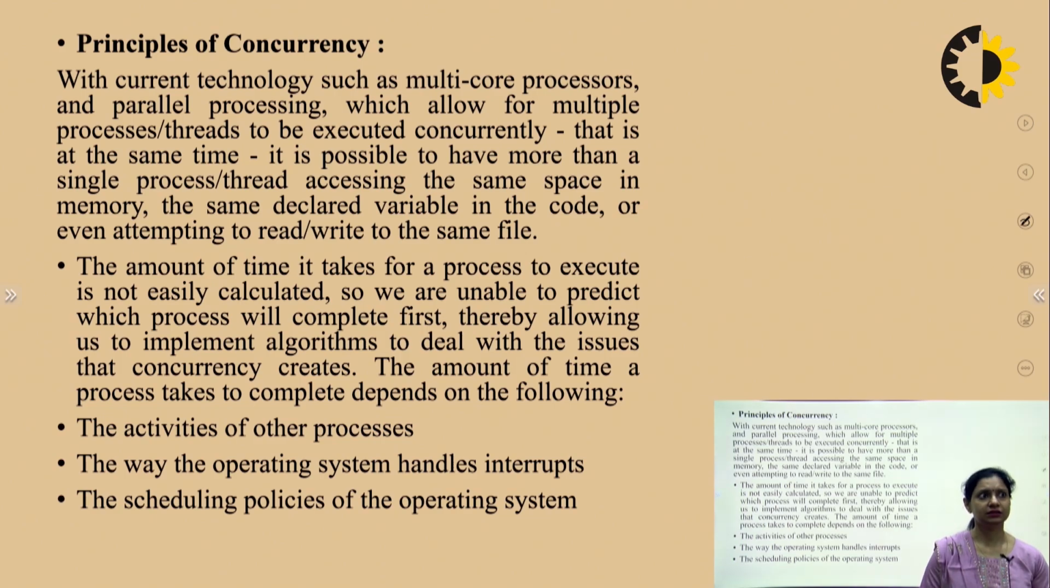So we have certain principles of concurrency. When we are talking about concurrency, we are basically talking about multi-core processors and parallel processing, which allows multiple processes or threads to be executed at the same point of time. In that case, it is possible that more than a single process or thread is accessing the same space in memory or some declared variable in the code, or even attempting to read or write to the same file. So whenever we talk about concurrency, we are talking about multiple processes entering into the system for execution.